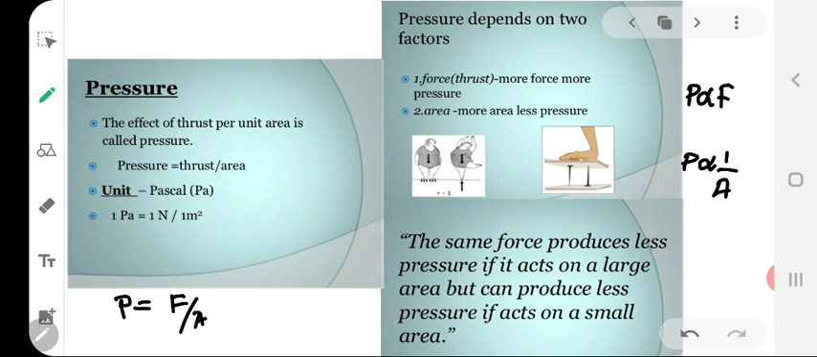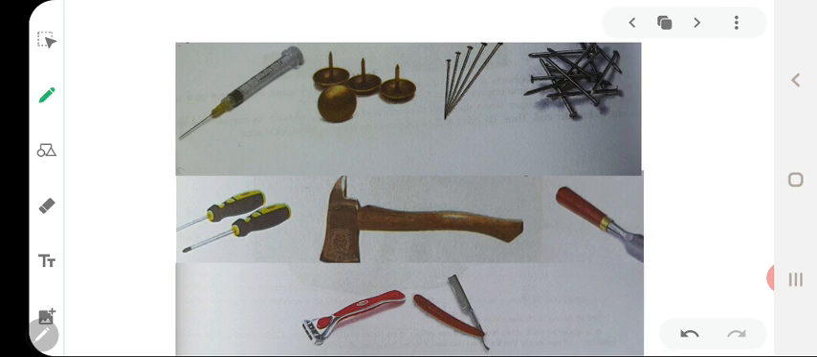So the same force produces less pressure if it acts on a large area, but can produce more pressure if it acts on a small area. So we can increase or decrease pressure by decreasing or increasing the area of contact.